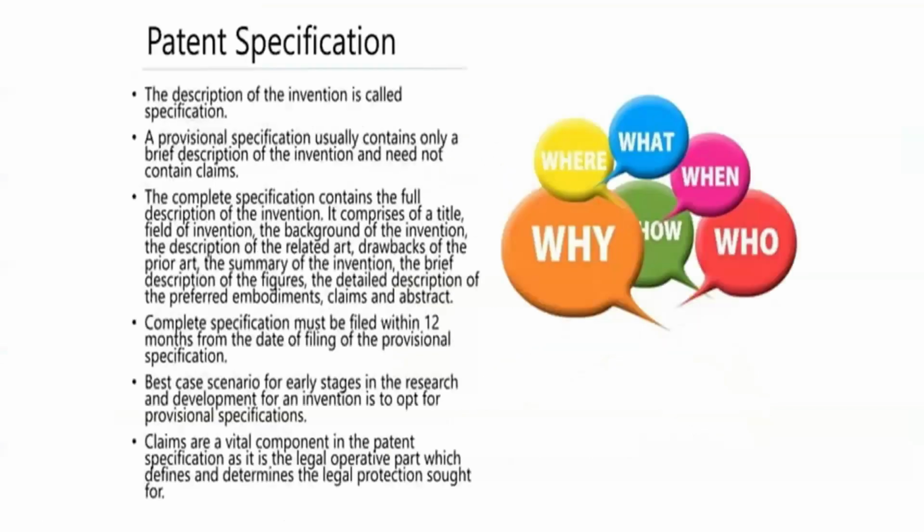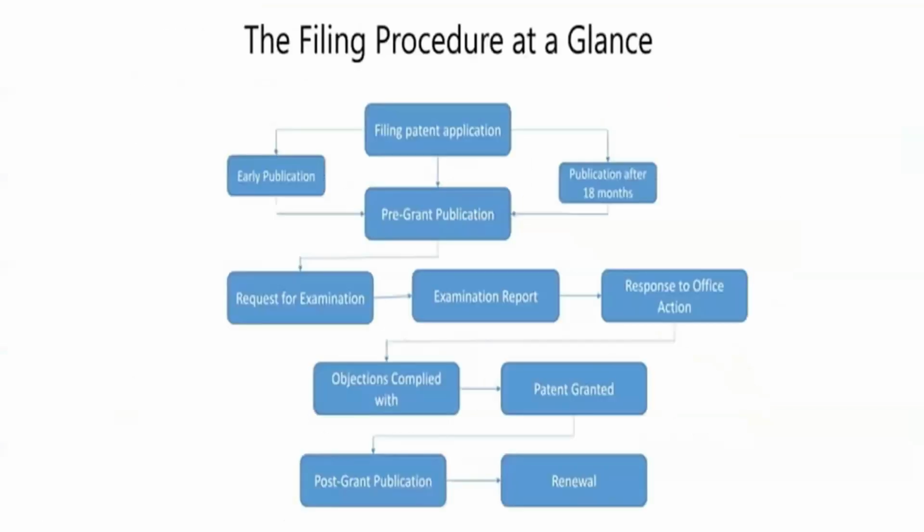Patent specifications normally are given: where, why, how, what, when, and this is the filing procedure. I have to quickly go through this. We don't have much time, I know. So there is something called early publication. When you file a patent application, they ask you. There's a fee to this. Then a pre-grant publication or a publication after 18 months. Request for examination is the next part. The examination report is received and a response given to the office.